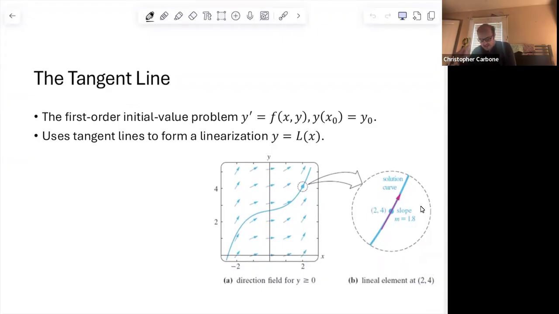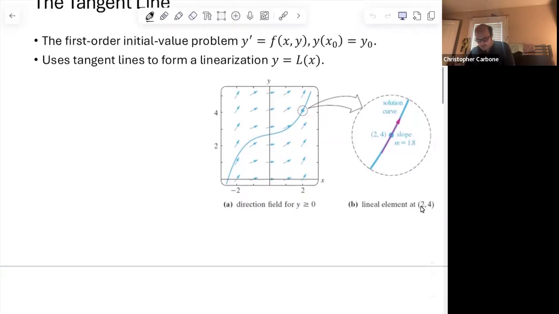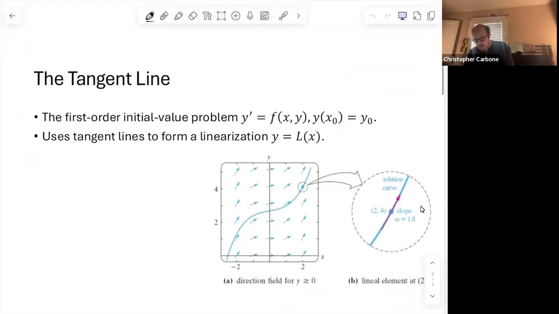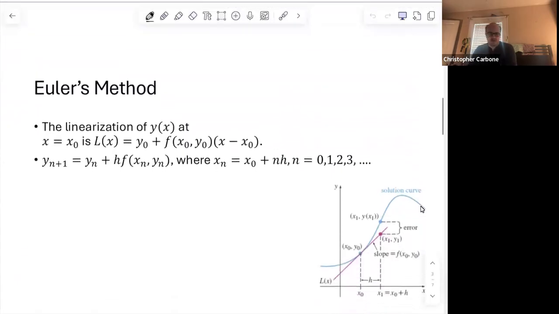The first order initial value problem y prime is equal to f of x and y with y of x sub 0 is equal to y sub 0. This uses tangent lines to form a linearization, y is equal to L of x. We have a direction field and a linear element based upon that. The reason this is important to note is that it is useful when we want to use a numerical method. The first one we have is called Euler's method.